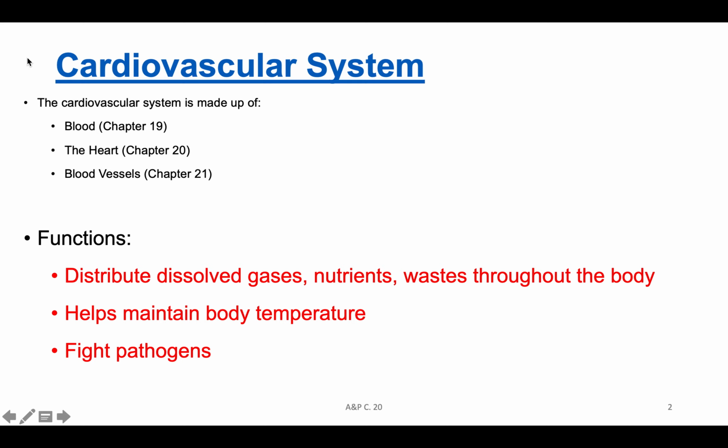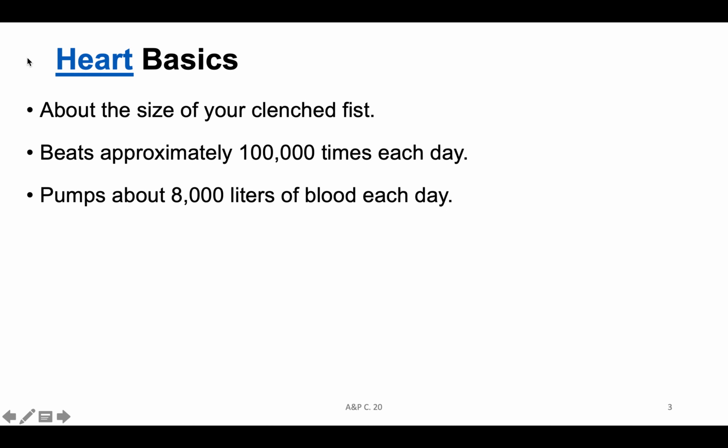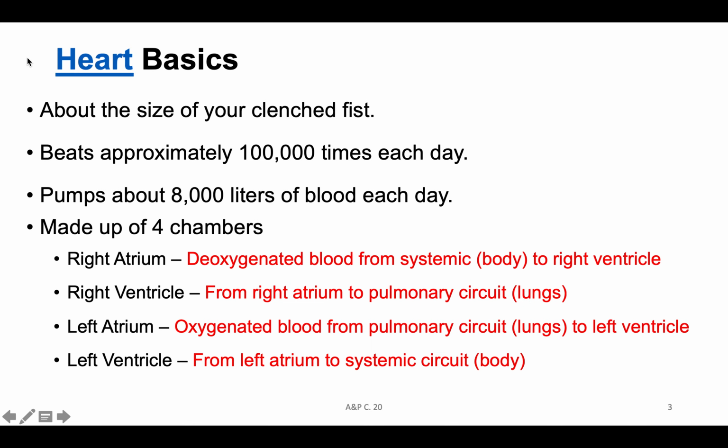And when we're looking at the cardiovascular system overall, it has three main functions. The first being to distribute dissolved gases, our oxygen and our carbon dioxide. It also distributes nutrients and waste. It helps maintain your body temperature, and it fights off pathogens, foreign invaders into your body. So what we're going to look at with the heart is mostly the distribution of gases, nutrients, and waste throughout our body.